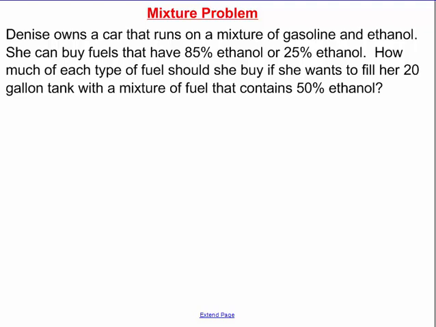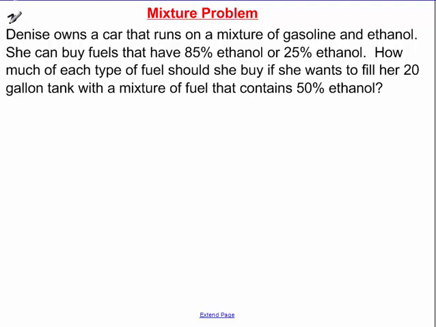This next example is a mixture problem. In this example, Denise owns a car that runs on a mixture of gasoline and ethanol. She buys fuels that have 85% ethanol or 25% ethanol. How much of each type of fuel should she buy if she wants to fill her 20-gallon tank with a mixture of fuel that contains 50% ethanol?